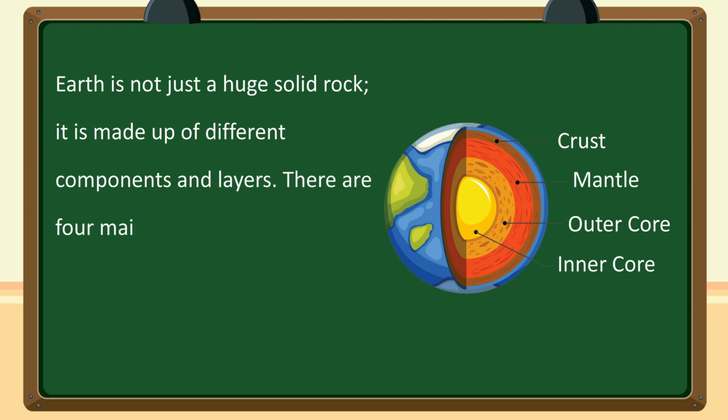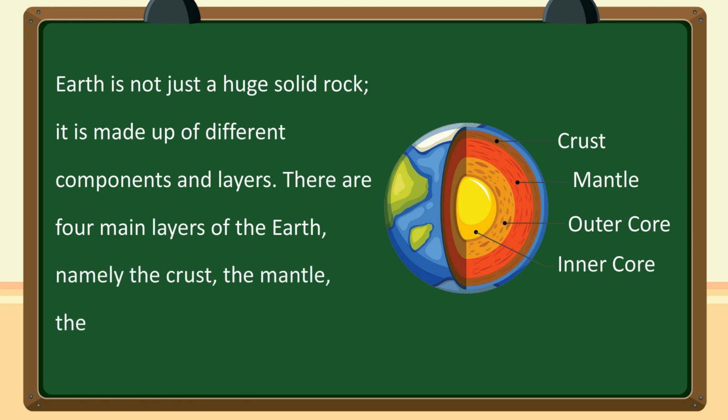There are 4 main layers of the Earth, namely the crust, the mantle, the outer core, and the inner core. Crust, mantle, outer core, inner core.